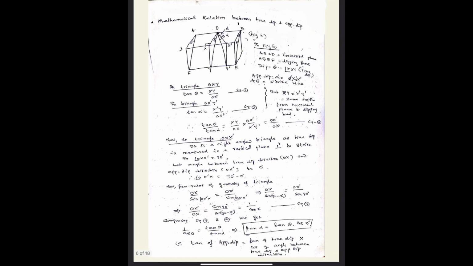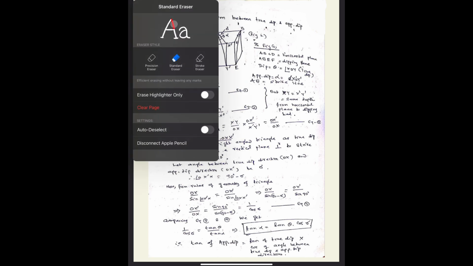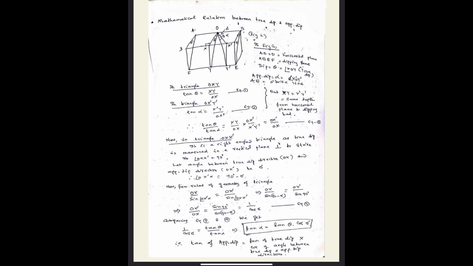Next, we will switch over to the mathematical derivation that can be used to establish the relation between true dip and apparent dip. We can mathematically deduce the relation. Let us say this is the inclined bed.